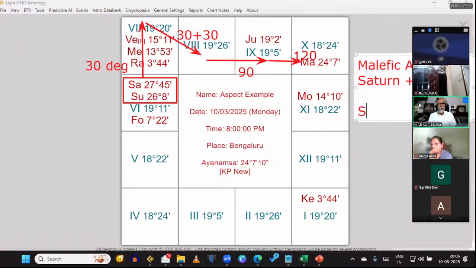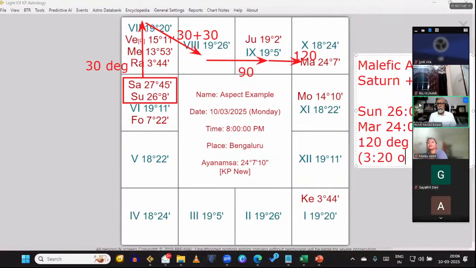Let's look at Sun at 26°08' in Aquarius. Mars is at 24°07' in Gemini. Now we know this is 120 plus 2 degrees. So 3.2 is within the orb rule. So Sun will aspect Mars beneficially at 120 degrees, right?